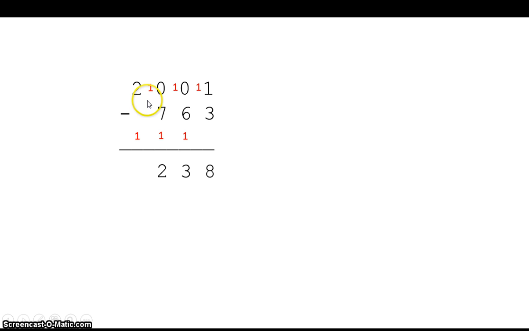Now I do my final subtraction in the thousands place. 2 minus 1 is 1000. So my final result is 1238. To check my work, I'm going to go ahead and add that result to what I originally subtracted, which was 763.